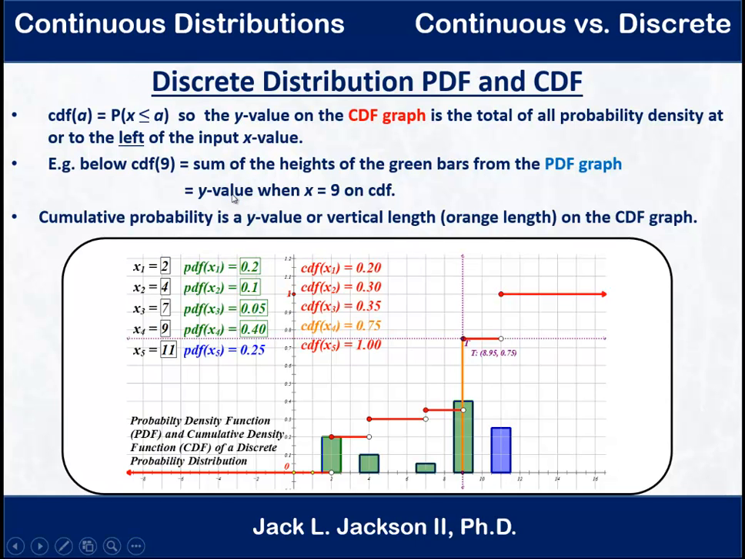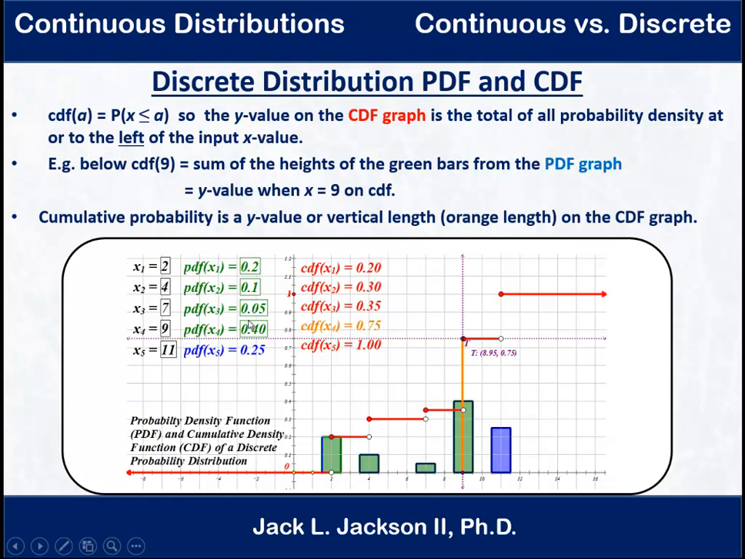Okay, so once again, let's look at 3 different types of probabilities. A left probability, a right probability, and an in-between probability, a middle probability. So first of all, let's do a left probability. The CDF of A gives you the left probability. In other words, the probability that x is less than or equal to A. Okay? It's the sum total of all probability density to the left of the input value. It's the total probability to the left.